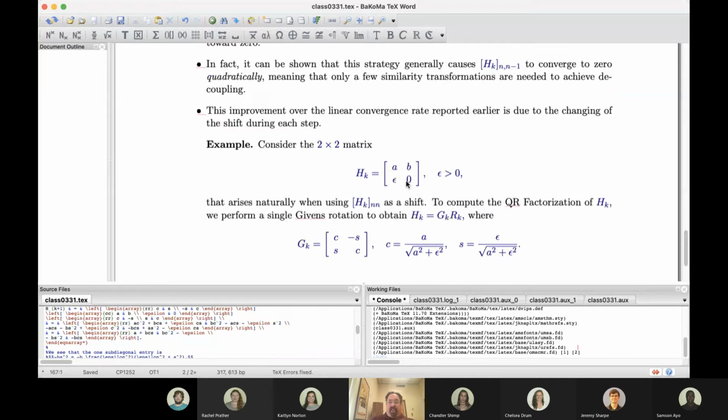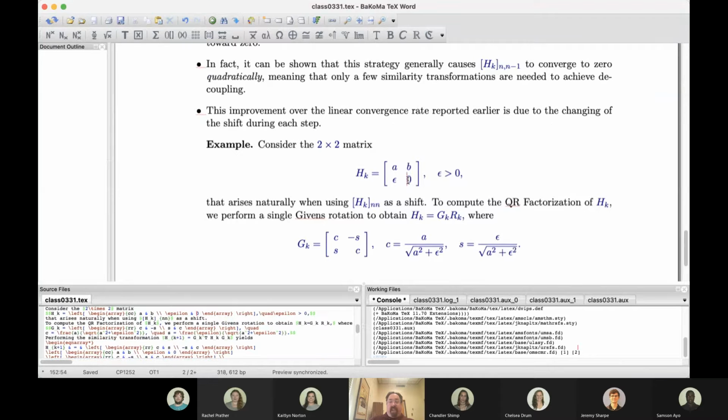When we're using the n entry as a shift, after we do the shifting, then this entry will be 0. So let's suppose this subdiagonal entry is epsilon, and we want to try to make it smaller. So what we do is we compute the QR factorization of this matrix, because it's already been shifted. And since it's a 2x2 matrix, you can get the QR factorization by only zeroing this entry. That just takes one Givens rotation. So I do that Givens rotation.